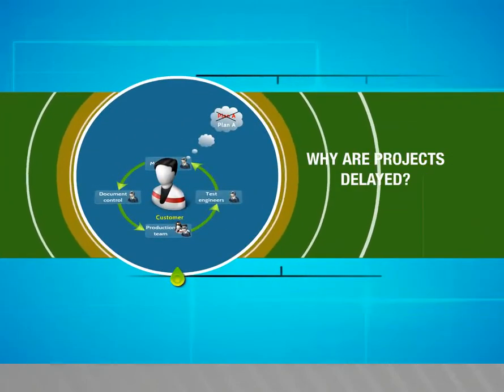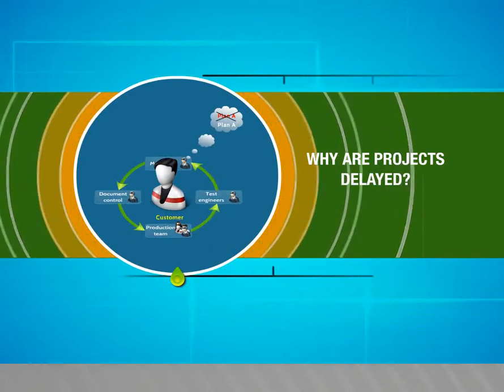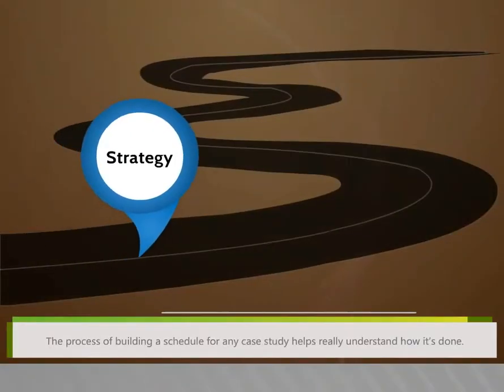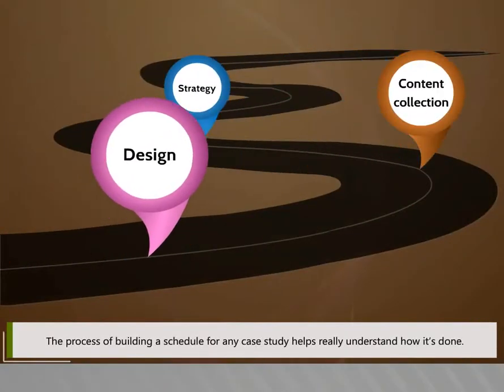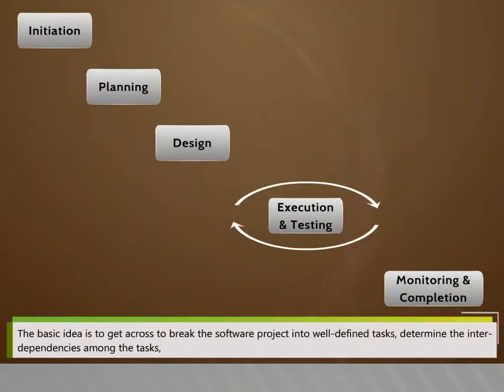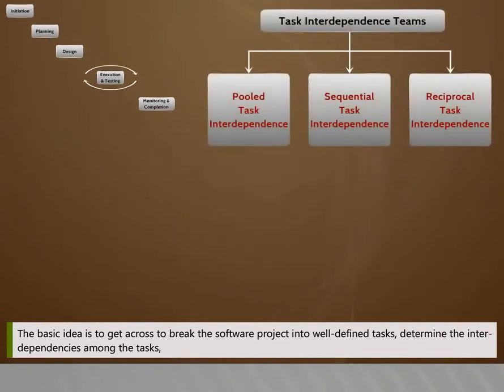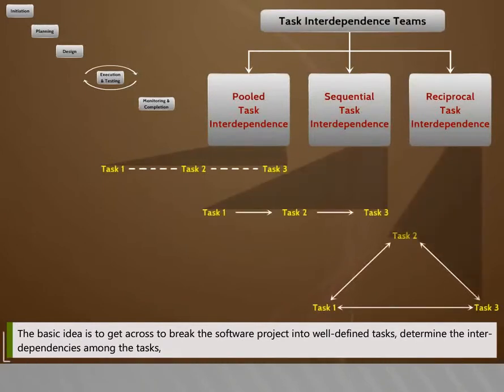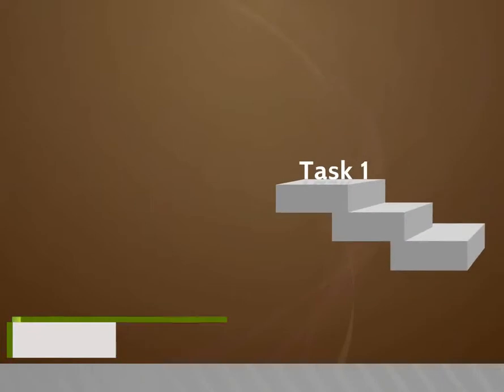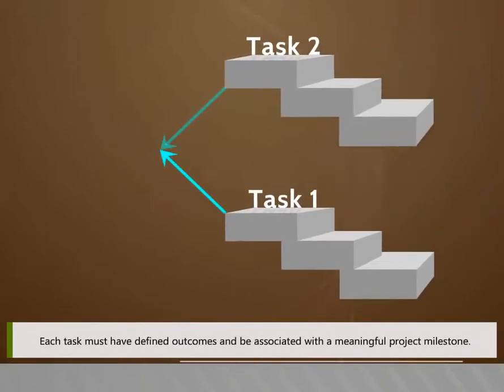Why are projects delayed? In this video, we are going to see why projects are delayed. The process of building a schedule for any case study helps us really understand how it is done. The basic idea is to break the software project into well-defined tasks, determine the interdependencies among the tasks, determine the time duration for each task, and assign the tasks to project team members. Each task must have defined outcomes and be associated with a meaningful project milestone.